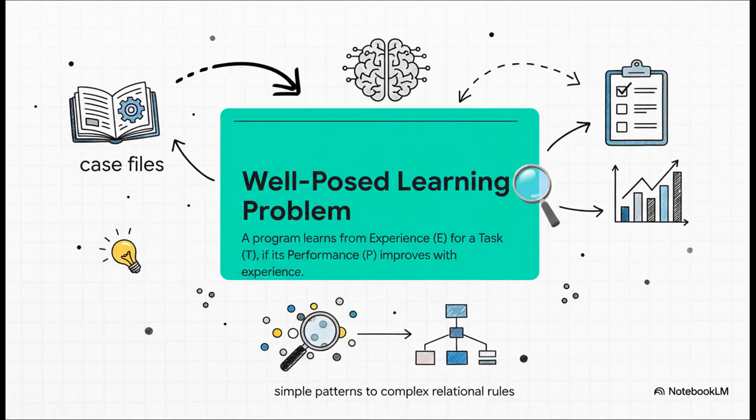Okay, so every investigation, every single learning problem, has to start with a clear brief. The source material breaks it down into three key things. First, you need a task. We'll call that T. That's the job it's supposed to do. Then you need experience, E, which are basically the case files, all the clues it gets to study. And finally, you need a performance measure, P, so we can tell if it's any good at its job.